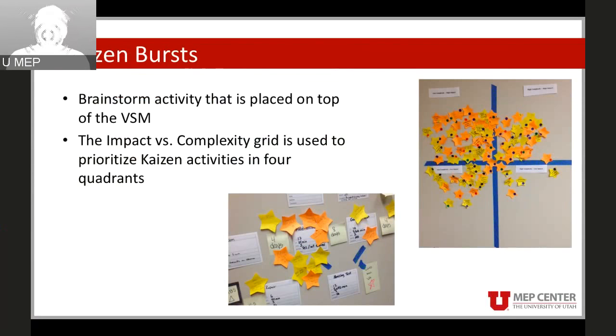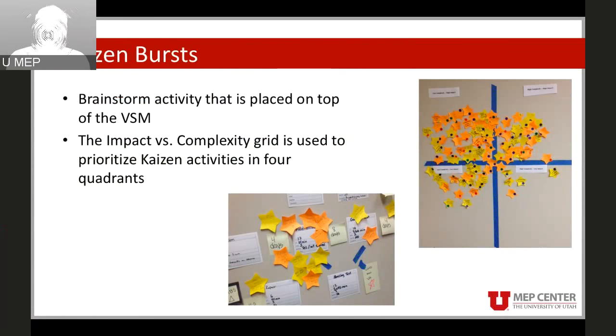And anyone is encouraged to place ideas up on the board. So they could be totally far-fetched ideas or very practical, easy to obtain ideas. And everyone is encouraged to go up there and voice their opinion. We then take those stars and we place them on an impact versus complexity grid, which is used to prioritize these activities into 4 separate quadrants.